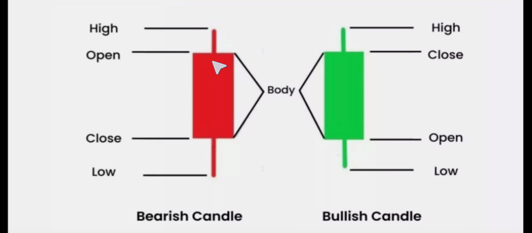Again, with the bearish candle, price always opens at the top and closes at the bottom. The opposite goes for the bullish candle. Price opens at the bottom and closes at the top. This area here is the body. We refer to this as the body of the candles.